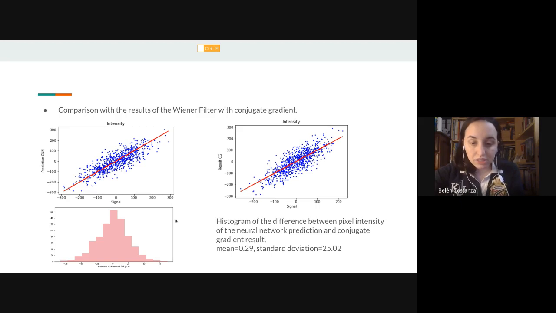Then we calculated the difference between the pixel intensity of the neural network prediction and the conjugate gradient results, and we made a histogram in order to calculate how much the results differ. And the mean is equal to 0.29 and a standard deviation of 25.02. And the behavior is a Gaussian distribution.